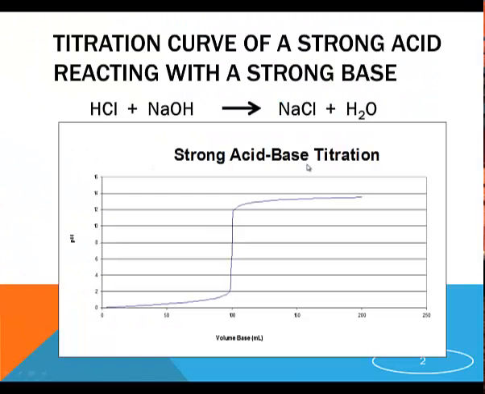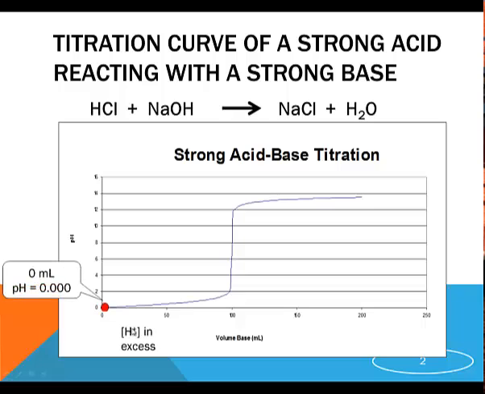Now, the first titration curve that we looked at was a strong acid, strong base titration. And the strong acid we were using was hydrochloric acid, and it was a 1 molar concentration, and I believe we had 100 mLs of hydrochloric acid. And then the strong base that we were using was sodium hydroxide. It was also a 1 molar concentration. When you add a strong base to a strong acid or a strong acid to a strong base, you get a neutral salt and water.